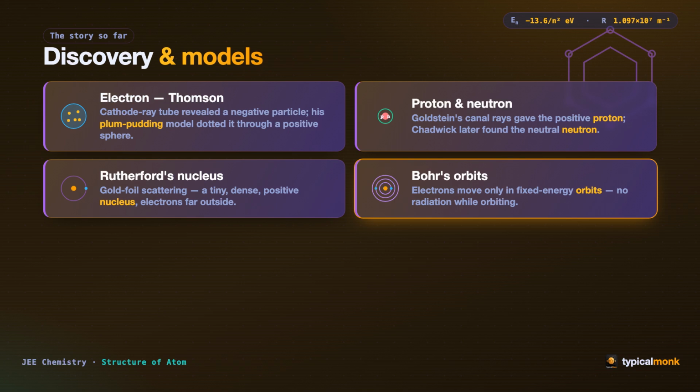And fourth, Bohr fixed the one problem Rutherford could not solve. A moving electron should spiral into the nucleus and collapse. Bohr said electrons move only in certain fixed orbits, each with a definite energy, and while an electron stays in its orbit, it does not radiate at all. Every model was a repair of the last.